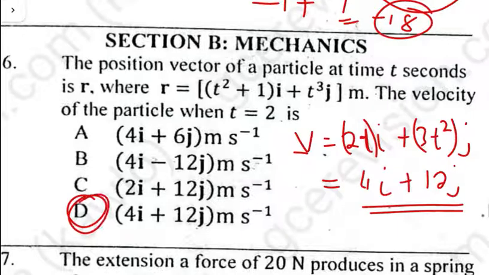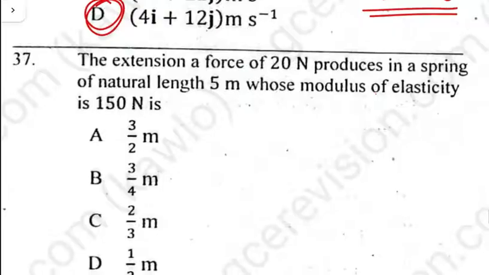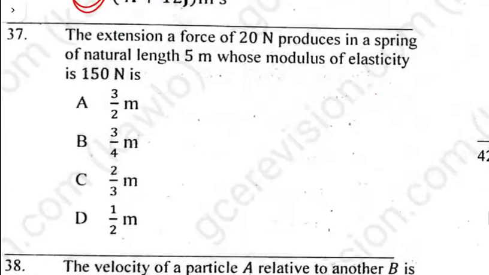Okay, so we have question 37. The extension of a string by an extension force of 20 newtons produces in a spring of natural length 5 meters, whose modulus of elasticity is 150 newtons. So what will be the extension?